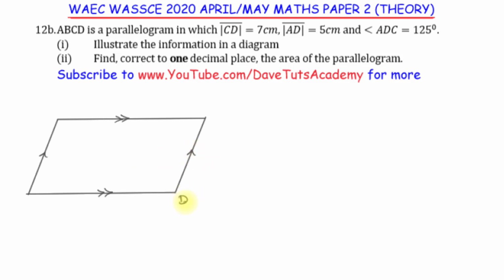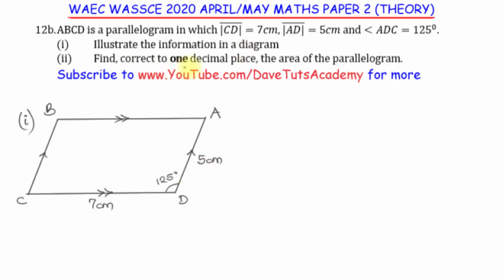I got this to be D, in which here is angle 125 degrees. This is A, so that AD is 5 centimeters. And then this is C, so that CD is 7 centimeters. And finally, the last vertex is B. So this is the first solution that we're asked to find, that will illustrate the information in a diagram.